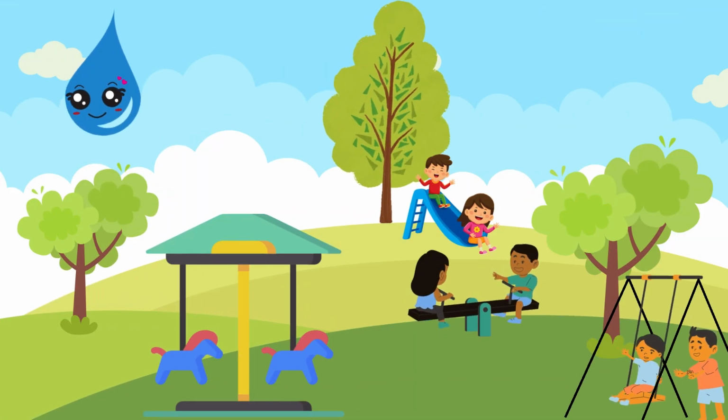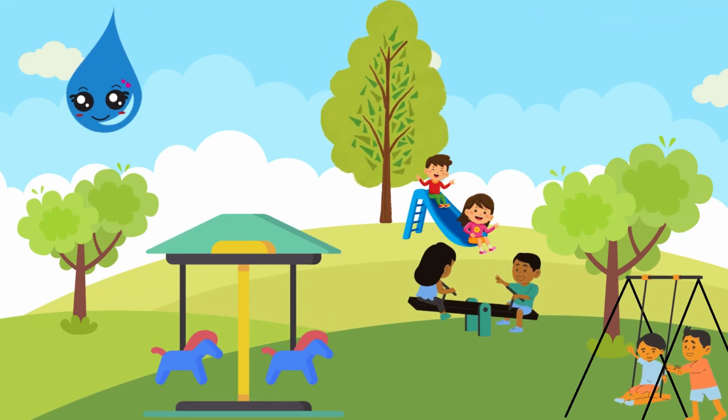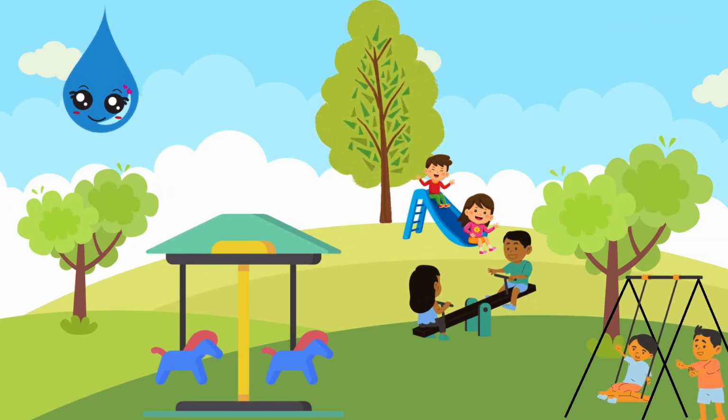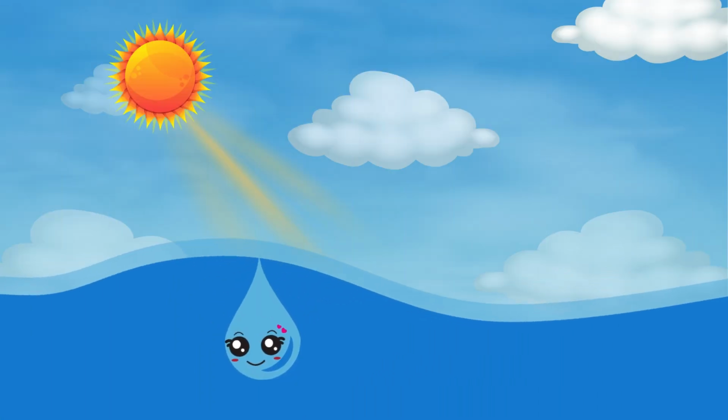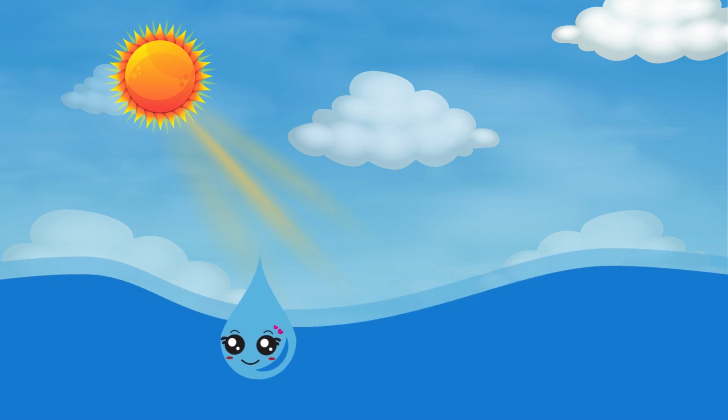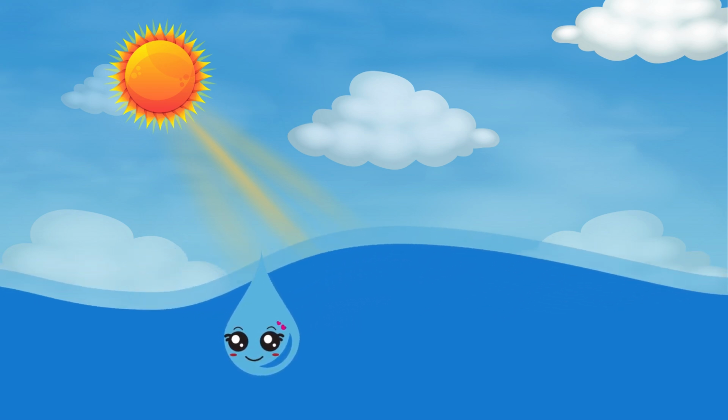The water cycle is like a never ending merry-go-round for water. It's how water moves around our planet, changing from one form to another. Let's start our journey at the ocean, where most of Earth's water is found. Imagine you're a tiny water droplet floating in the vast blue sea.